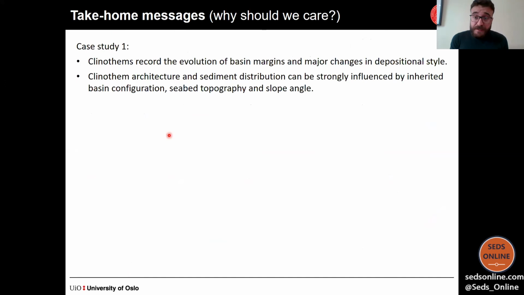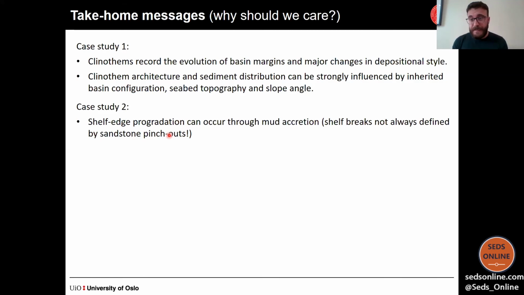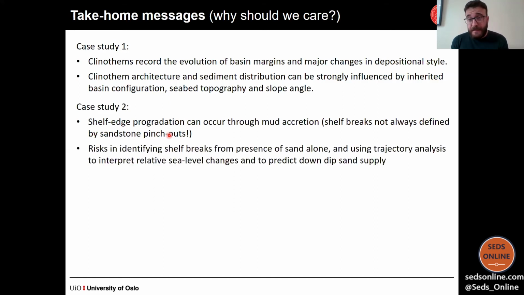The architecture and sediment distribution within these clinothems can be strongly influenced by basin configuration, but also by seabed topography and slope angle. From case study 2, the main take-home message is that shelf edge progradation can occur through mud accretion. So shelf breaks are not always defined by sandstone pinch-outs. And this shows that there are risks in trying to identify the shelf break as a proxy to where the sand is.